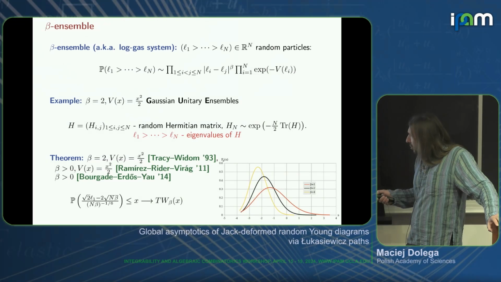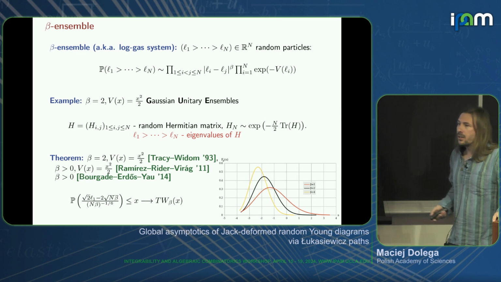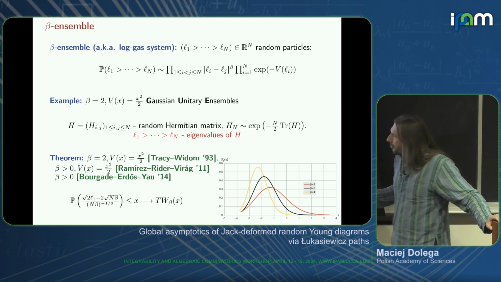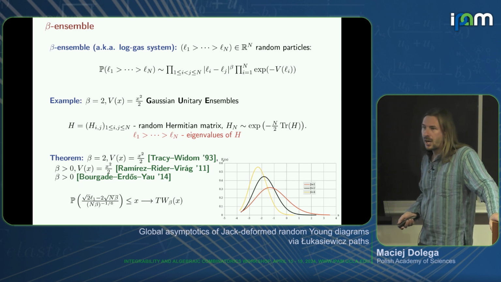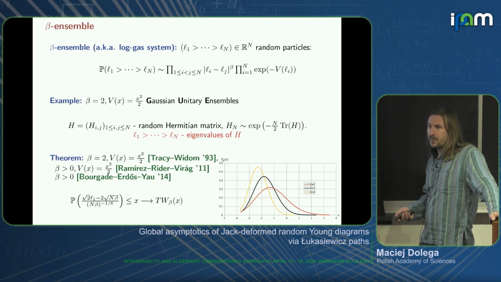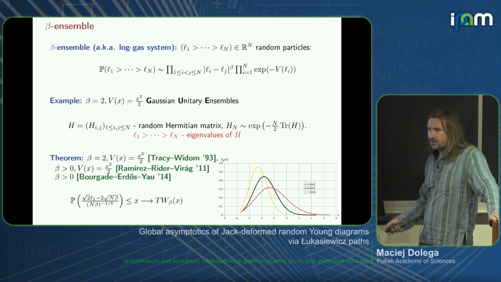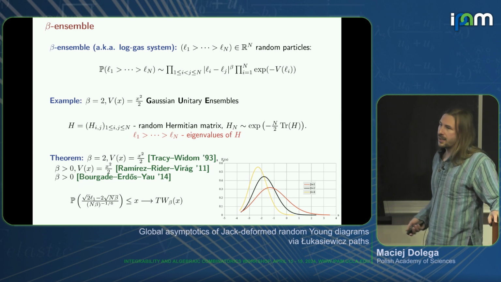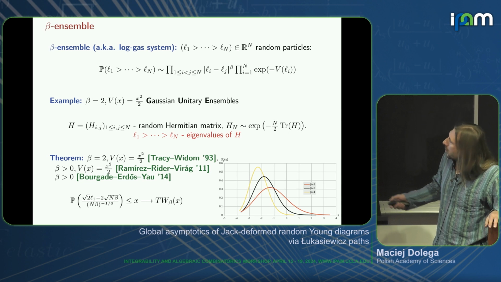And they also knew that there is this law also for beta equal 1, beta equal 4. And then this result was generalized for Gaussian beta ensembles by Ramirez, Ryder, and Virag, who constructed Tracy-Widom for arbitrary beta. And finally, it was generalized to, again, quite a large class of potentials V by Bourgade, Erdős, and Yau.